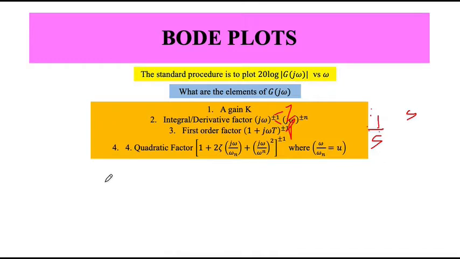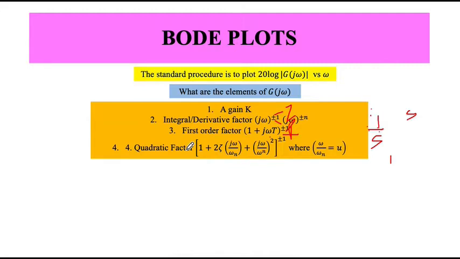Then there is the first order factor, again both for poles and zeros, and they would look like 1 plus j omega T. Remember, I want to write this transfer function always in time constant form. The exponent minus 1 is for a pole, and plus 1 is for a zero. And lastly I will have the quadratic factor, and this quadratic factor represents a complex pole.